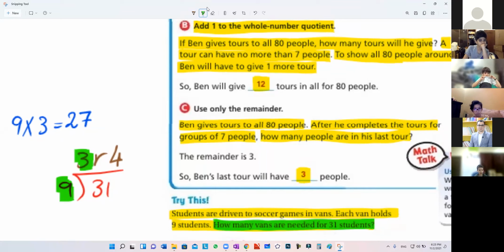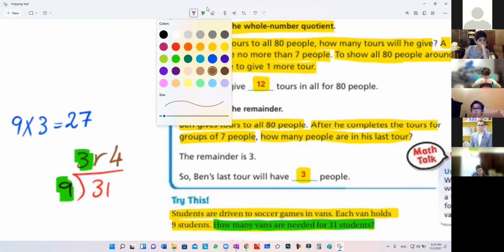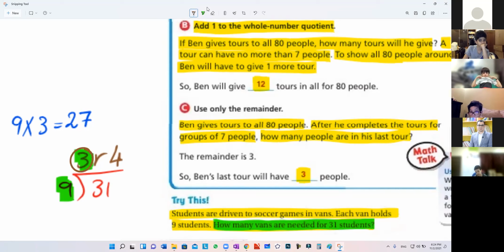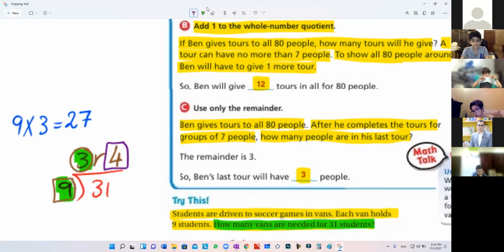2 vans. We have 3 vans already. So 3 vans, each van with 9 students, but we have 4 more students here, so we need to put them in another van. So what do you think? Thank you, Abdullah Khalid. So what do you think?